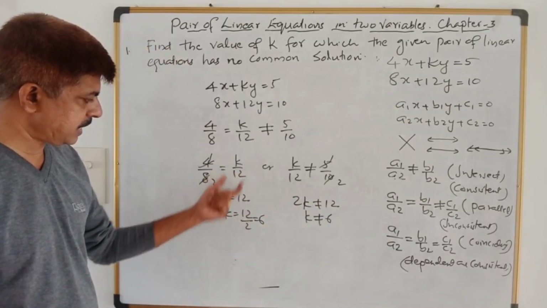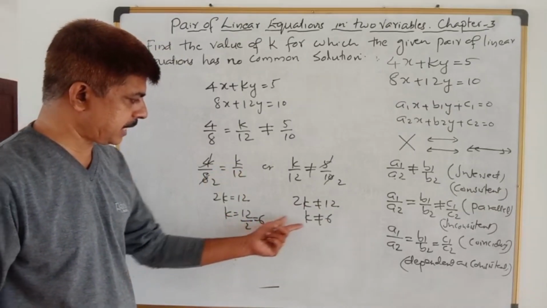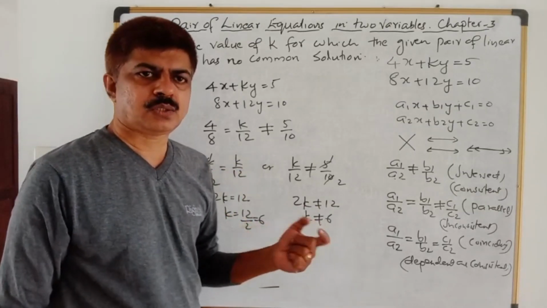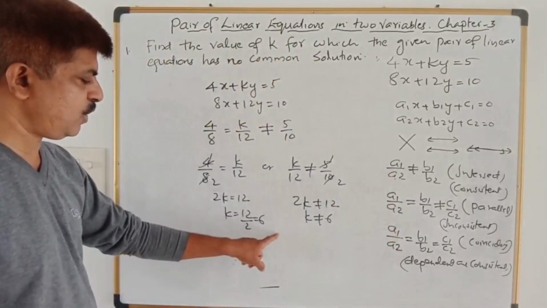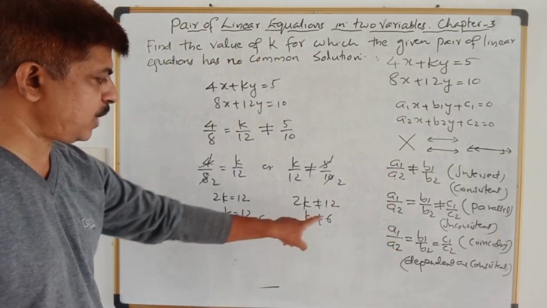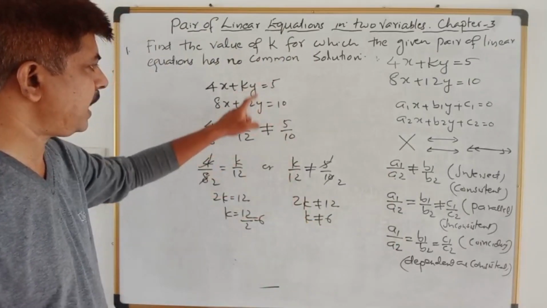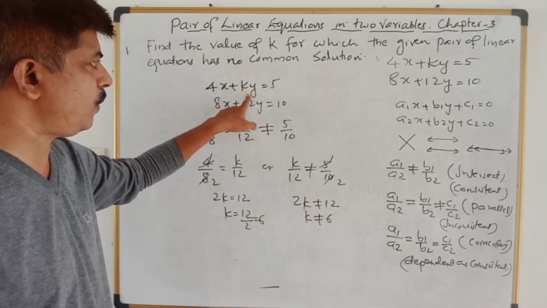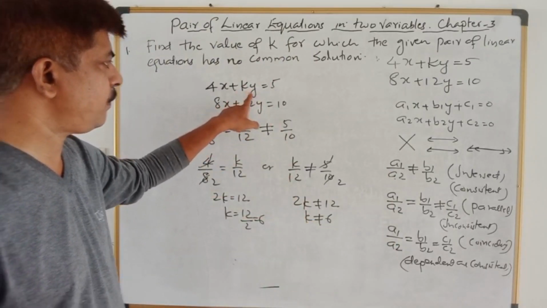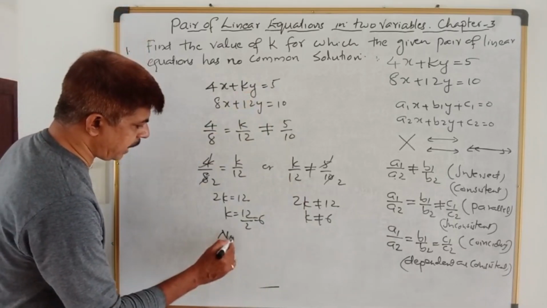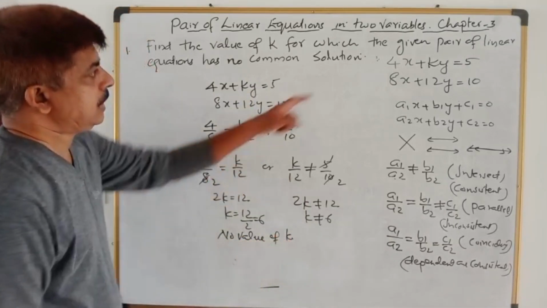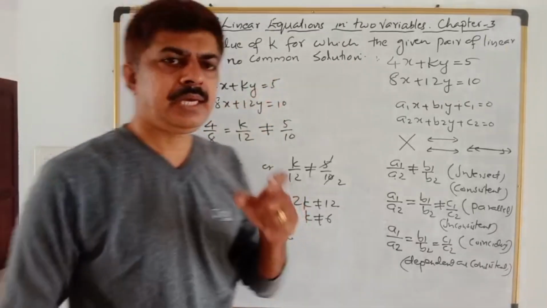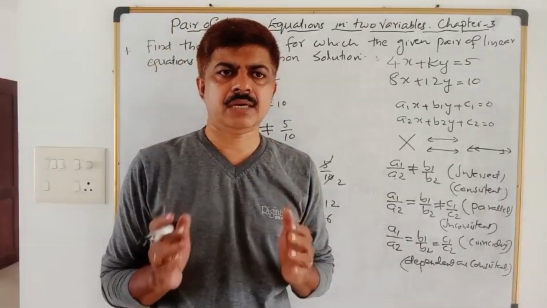In the first case you are getting k equal to 6, in the second case you are getting k not equal to 6. So what do we understand from this k value? k equal to 6, k not equal to 6. We understand that there is no value of k for which the given pair of linear equations has no common solution. You should write it like that. Is it clear for you?